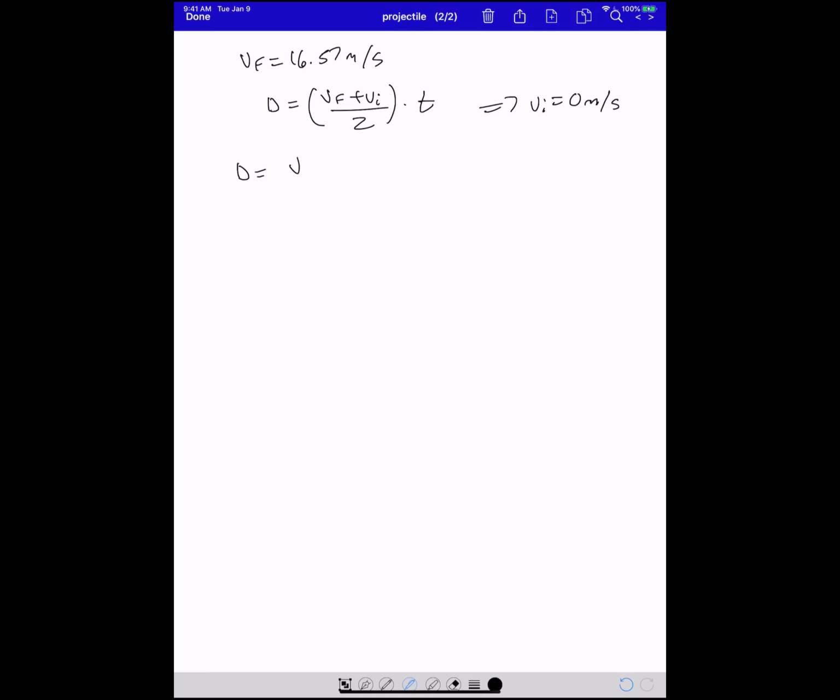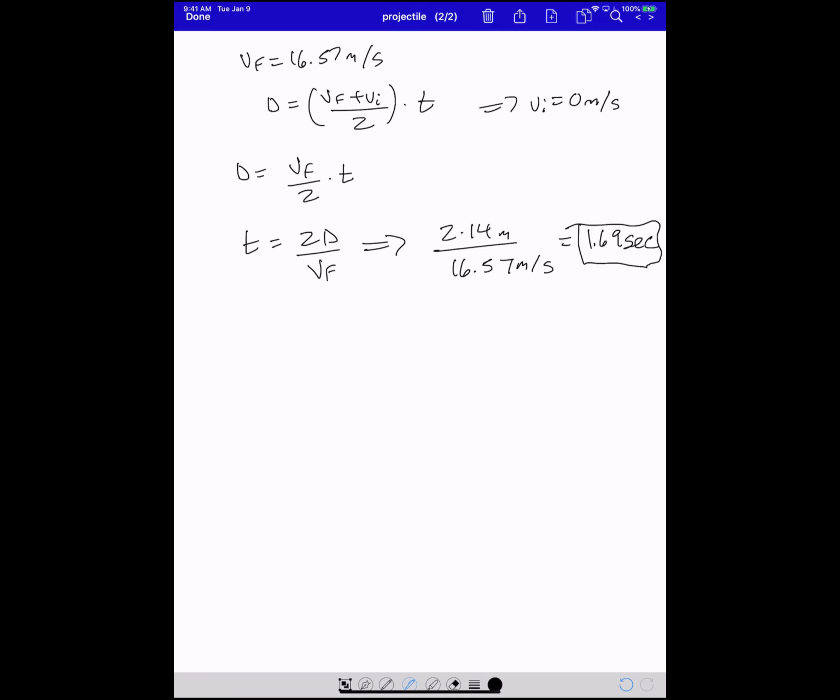So now d equals Vf over 2 times t. That means t equals 2 times the distance over final velocity. So 2 times 14 meters over 16.57 meters per second, which means the time of travel is a lofty 1.69 seconds. Okay, please check my math to make sure I'm right.